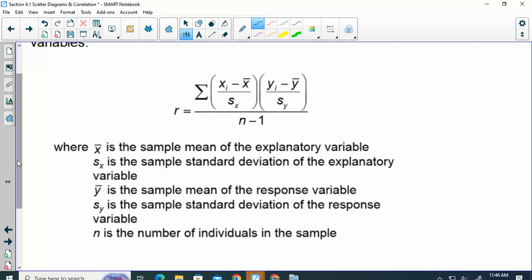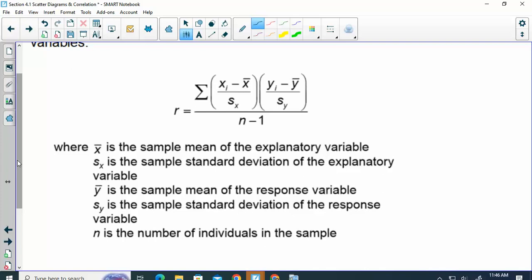Now, the formula is really ugly looking, but we know what a lot of these things mean. What's x sub i? Yeah, each x value. So each of the first numbers we put in L1. What's x bar? The mean of the x's. If we went to calculate the two variable statistics, we could get our x bar right there. What's the s sub x? Standard deviation for x. Okay?